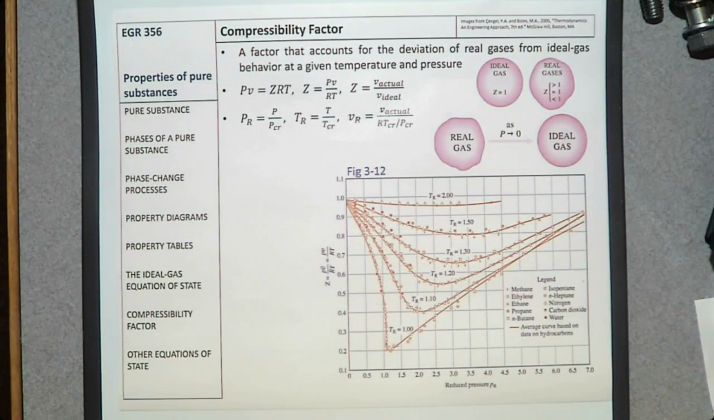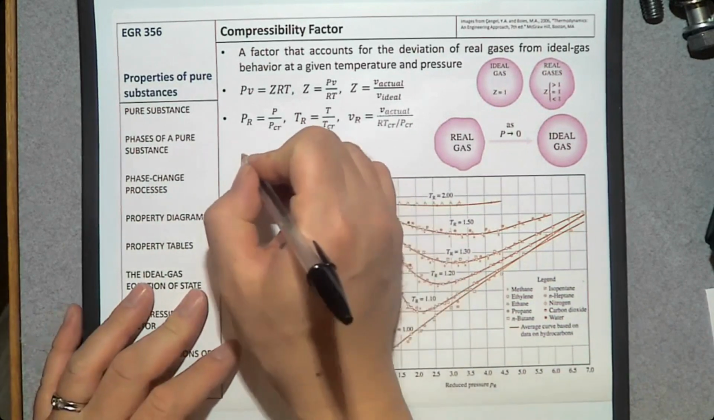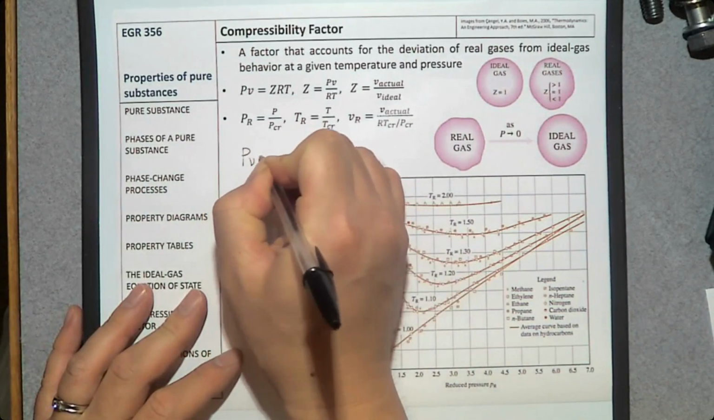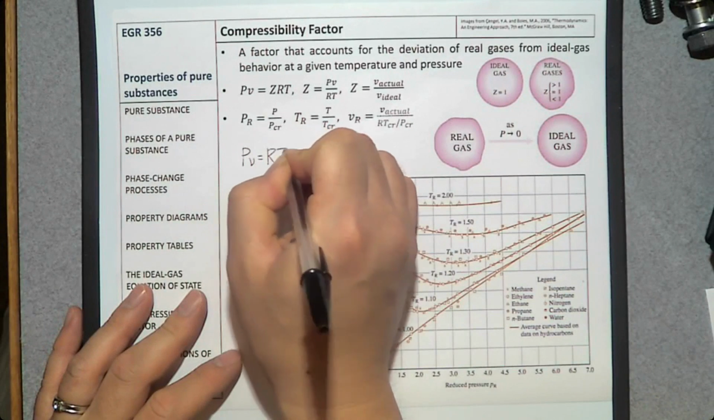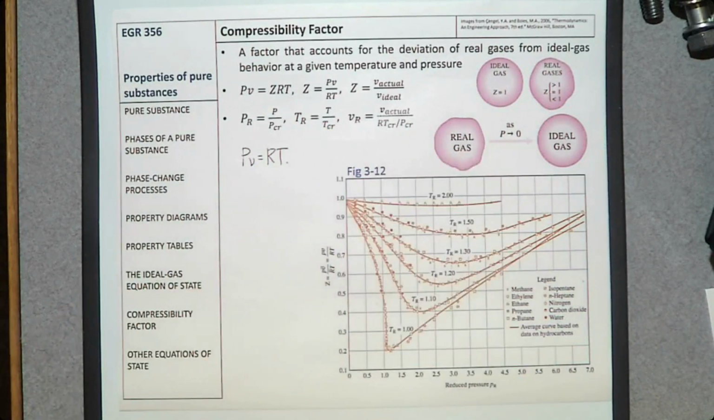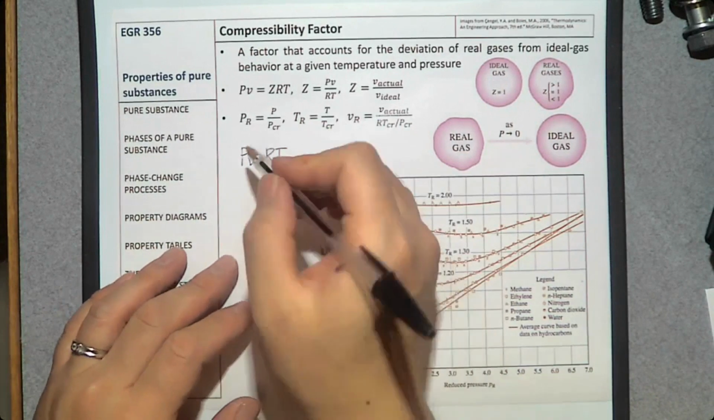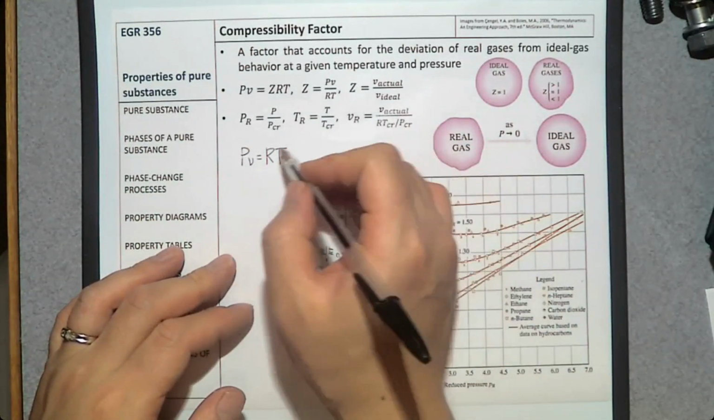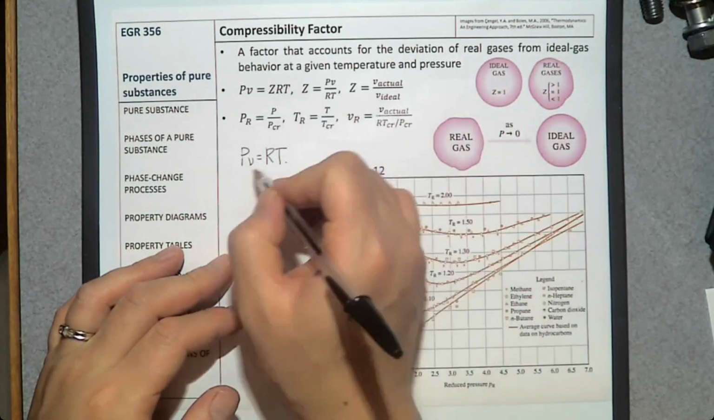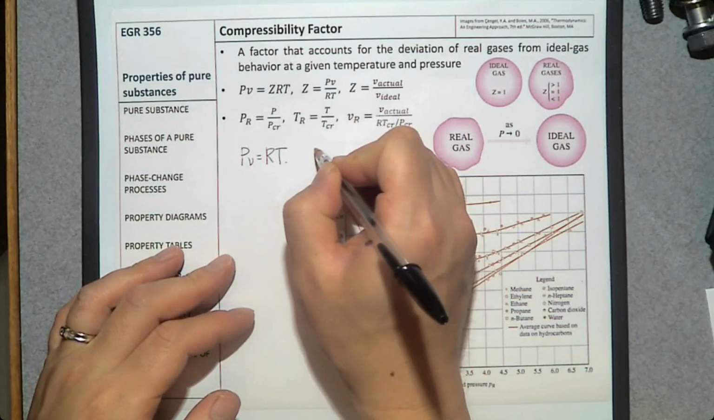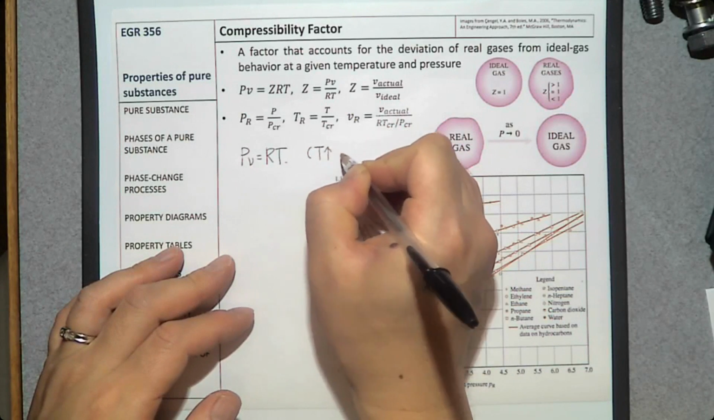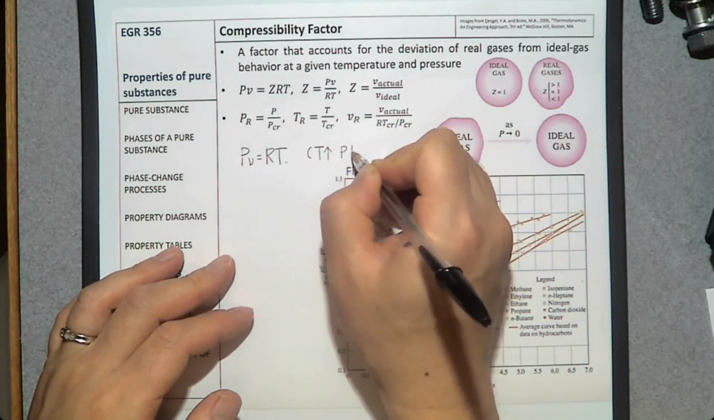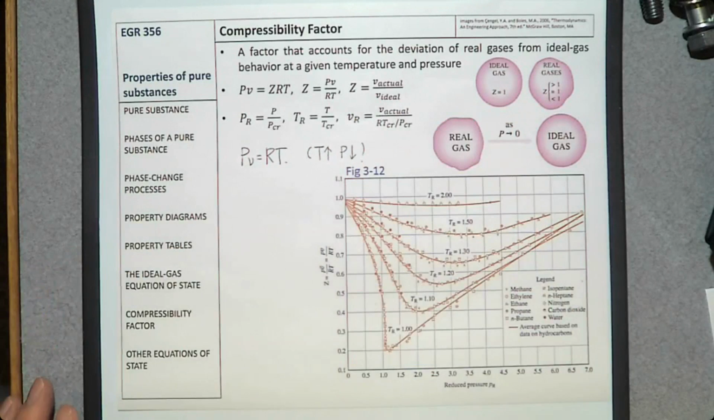Okay, today we are going to talk about the compressibility factor. The ideal gas equation is only valid when the density of gas is low, which means when temperature is high or pressure is low, then you can use this ideal gas equation.